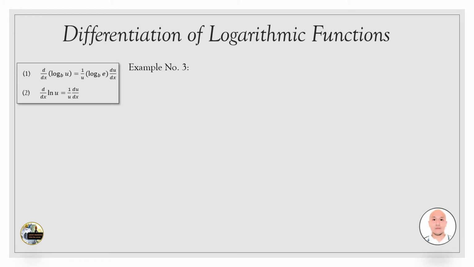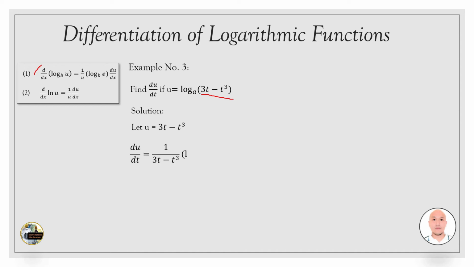Example number 3, find dy over dt if y is equal to log_a of (3t minus t cubed). Here our u is 3t minus t cubed and it is in log form, so we'll use formula number 1.